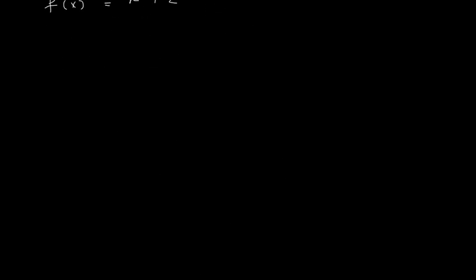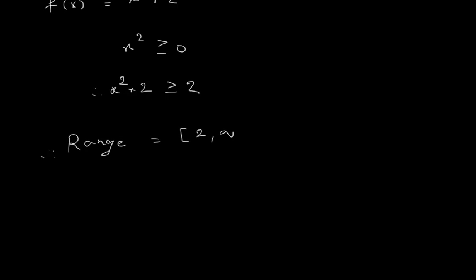So first thing is that x square, as this is a square, is greater than or equal to 0. Therefore x square plus 2 is greater than or equal to 2. So what is the range? I will say that the range is greater than or equal to 2. So 2 will be included and infinity will not be included. So from 2 to infinity is your answer.